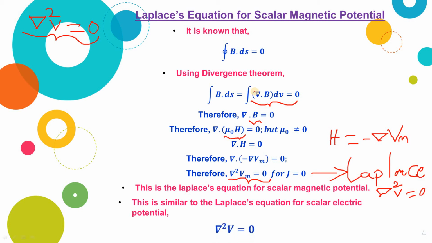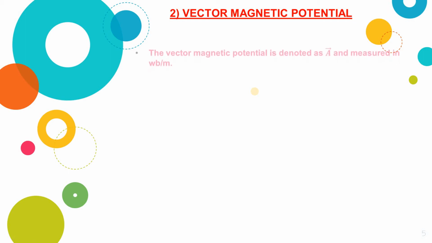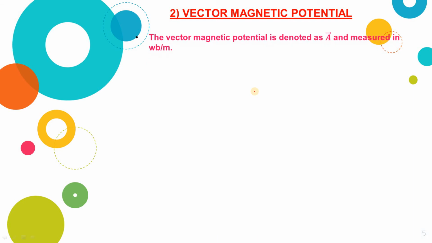Now we are going to see the second one, the vector magnetic potential. In this vector magnetic potential, we are going to use the second identity. The vector magnetic potential is denoted as A, that you know already, and is measured in Weber per meter.